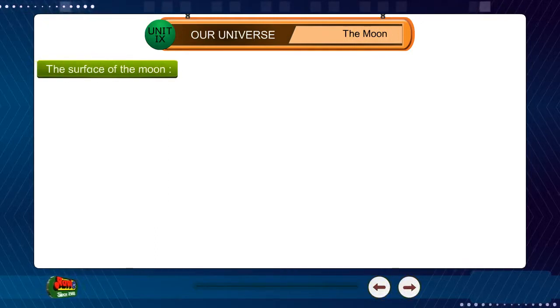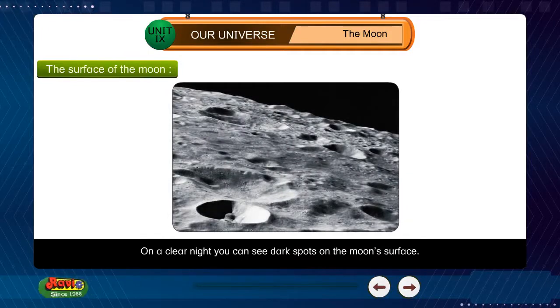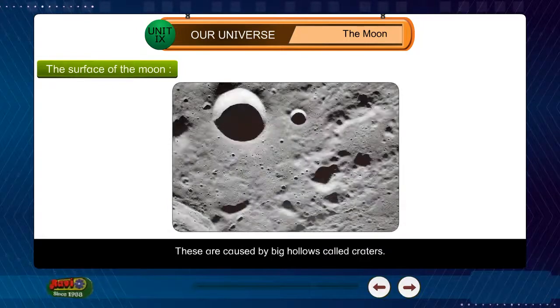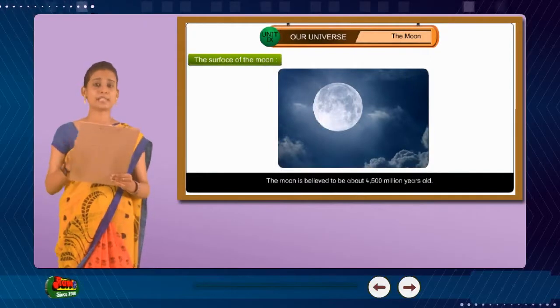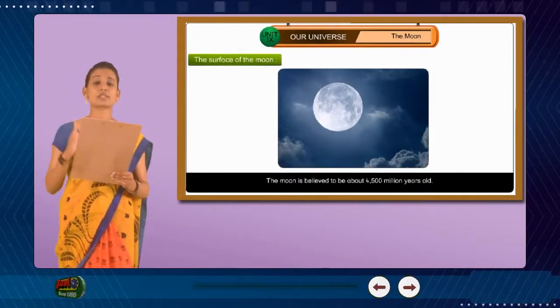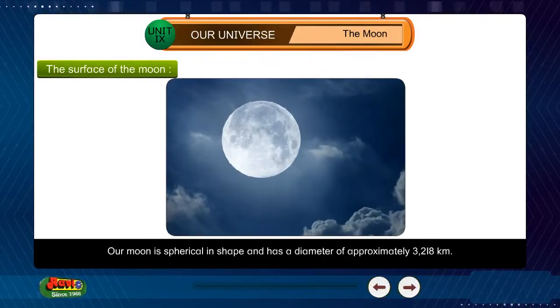The surface of the moon. Even though moon reflects sunlight, its surface is not smooth like a mirror. On a clear night, you can see dark spots on the moon's surface. These are caused by big hollows called craters. The craters differ in size and depth. The moon is believed to be about 4,500 million years old.